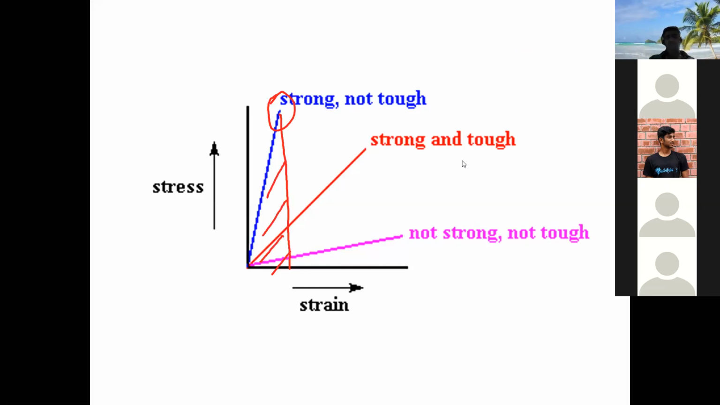If you look at the pink color, the slope is very less, so your modulus of elasticity is very low. It's not strong, and the toughness of the material is also very low because the area under the curve is very small. If you look at the red line, the slope is comparable and the area under the curve is very high. So this type of material shows both toughness and strength. These materials are very strong and very, very tough.